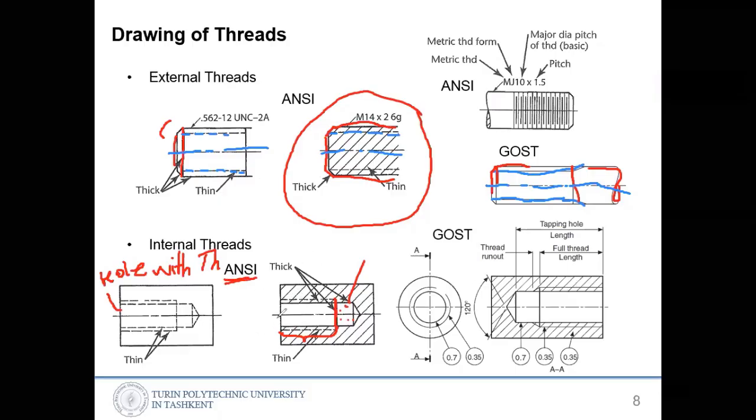But in GOST it is similar, except that the thread major diameter, the biggest diameter, is shown with a continuous line. It's not a dash. That is a continuous line, but a thin line, a thin narrow line.